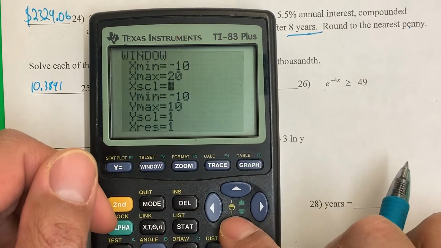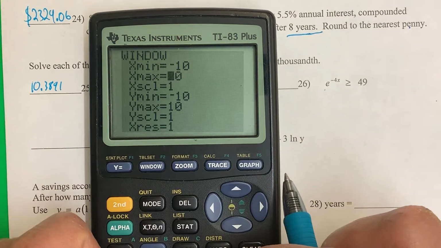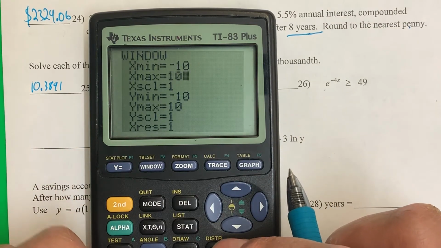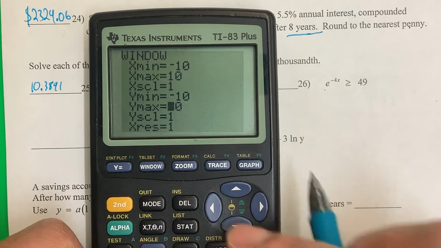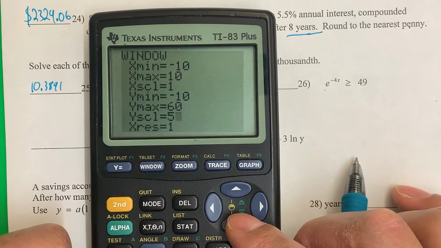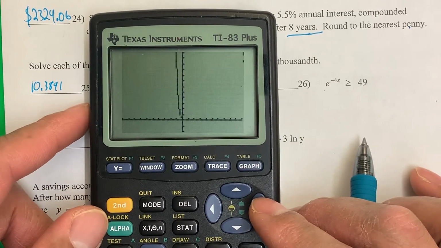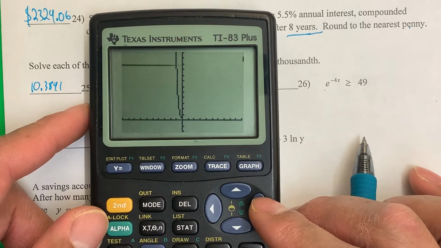So if I know that I have a line going right through 49, a horizontal line, let's jump that y max up to, say, 60, and we'll go by 5s for our scale so we don't get too crowded, okay? Tick it up and see what it looks like. Okay, there's our graph, okay?